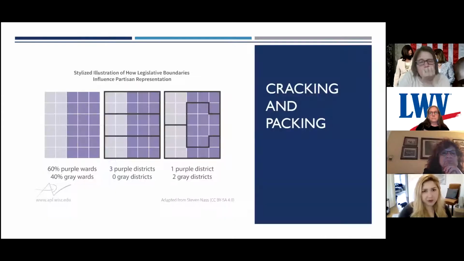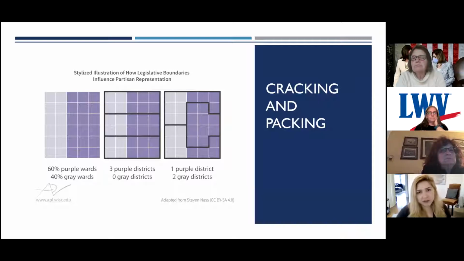So in the first slide, we have 60% of our people are purple people and 40% of our people are gray people. And in the first example, we see purple gets all of the districts, even though really they should have at least one district. And then in the second example, purple only gets one of the districts and gray gets two, even though technically purple should be the one with two and gray should be the one with one.